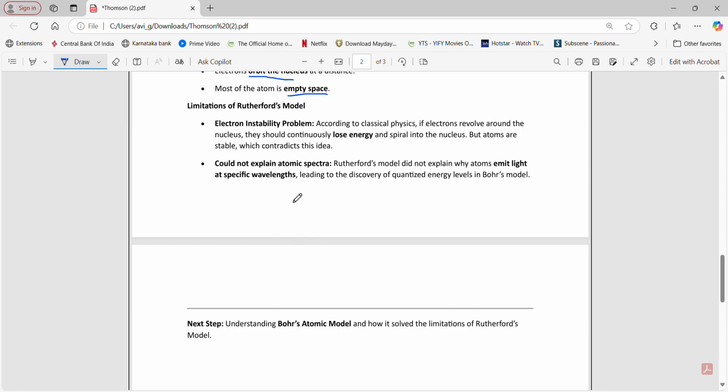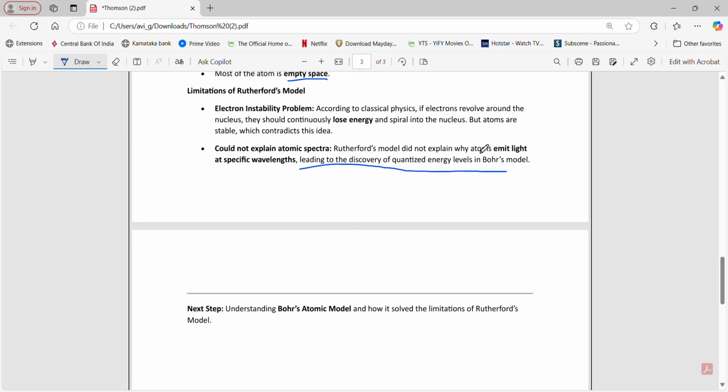He also could not explain atomic spectra. Rutherford's model did not explain why the atom emits light at specific wavelengths, leading to the discovery of quantized energy levels in Bohr's model. We'll be discussing this Bohr's model in our next video, and I'll also explain the atomic spectrum in the next video.